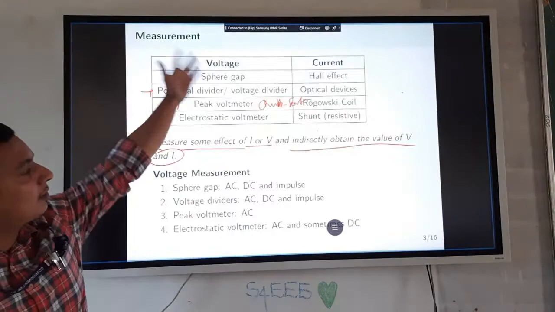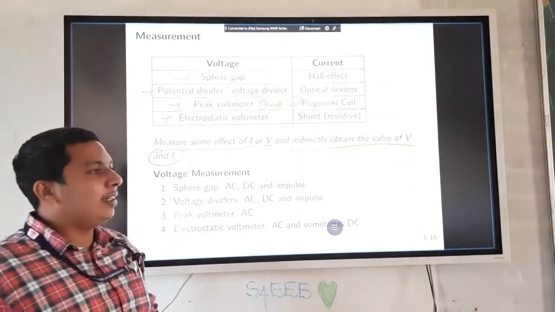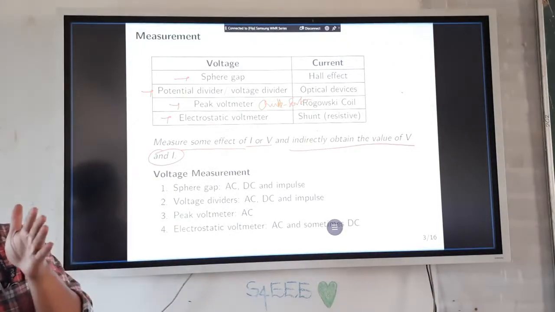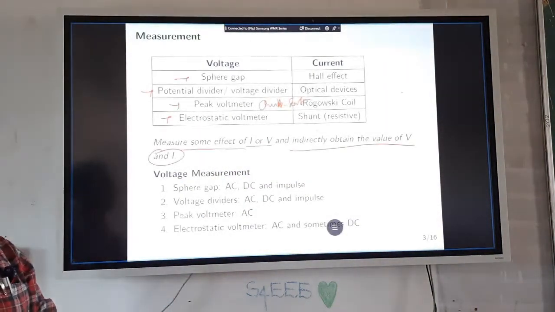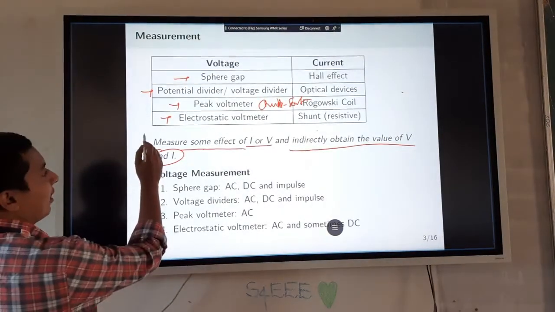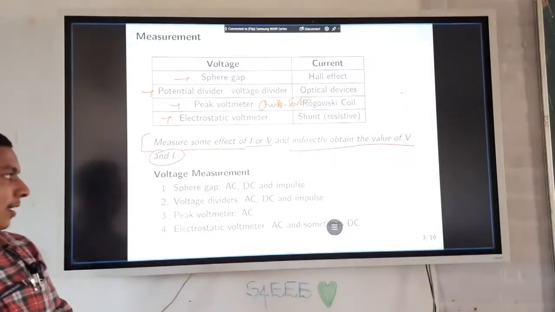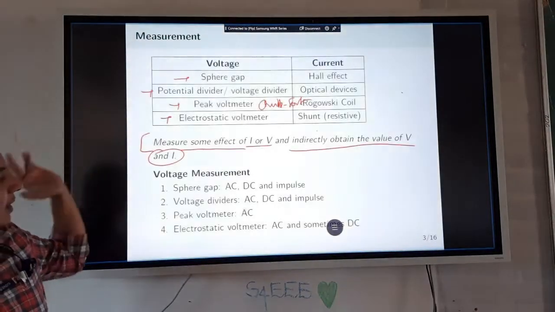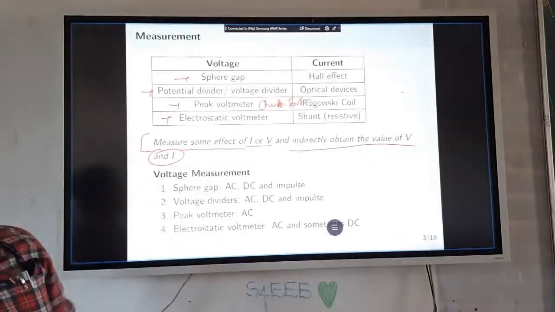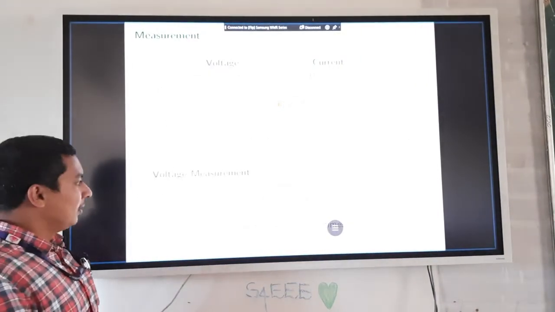So when it comes to the sphere gap, it is the breakdown that you are going to measure, or how much distance is needed for breakdown. From that we will get our high voltage measurement. So we will get a measure of the effect of current or voltage, and we will indirectly obtain the value of voltage and current. That is what is going to be done for the measurement. In whichever case we are going to learn, this is one principle of measurement.